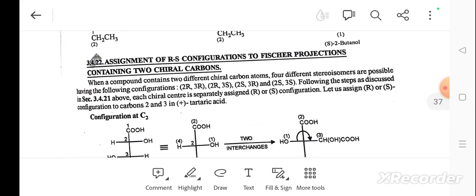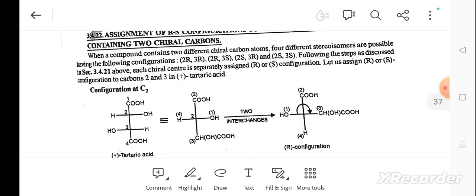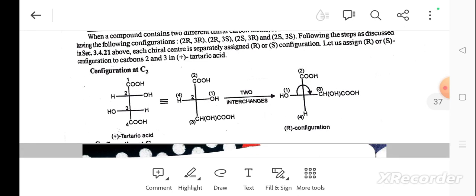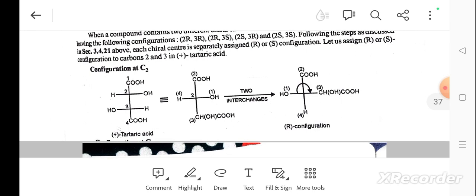Assignment of R/S configuration to the Fischer projection containing two chiral carbons. When a compound contains two different chiral carbon atoms, four different stereoisomers are possible, having the following configurations: 2R,3R; 2R,3S; 2S,3R; and 2S,3S. The following steps are discussed in the section above. Each chiral center is separately assigned R and S configuration. Let us assign the R/S configuration to carbons 2 and 3 in dextrorotatory tartaric acid.